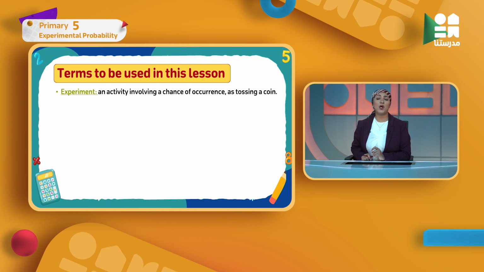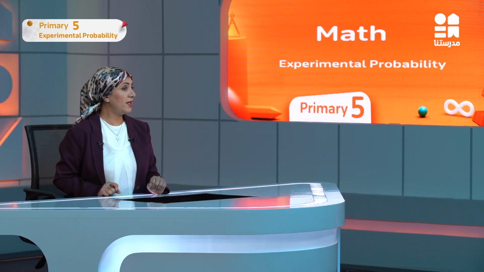The term experiment, okay? An experiment is an activity involving a chance of occurrence as tossing a coin. An experiment دي تجربة أنا بعملها and I have to have an outcome. لما بعمل experiment لازم بيبقى عندي ناتج. An experiment is an activity that involves a chance of occurrence. زي هنا tossing a coin.